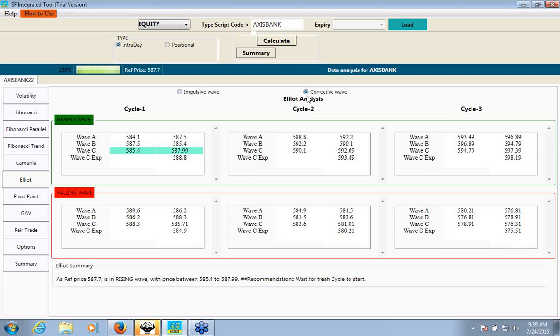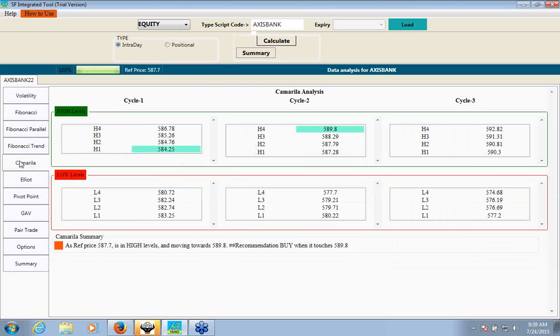As for the corrective cycle, if you select the corrective cycle, it also says that you are in wave C of the rising corrective wave. If you consider that, then also you are in wave C. This too says you wait for one clear trend to emerge.